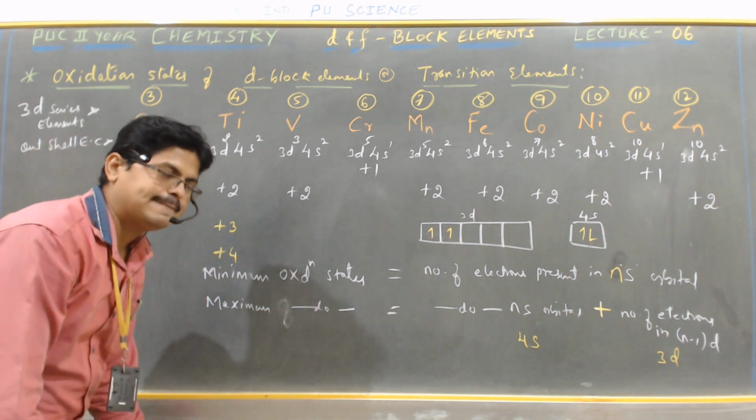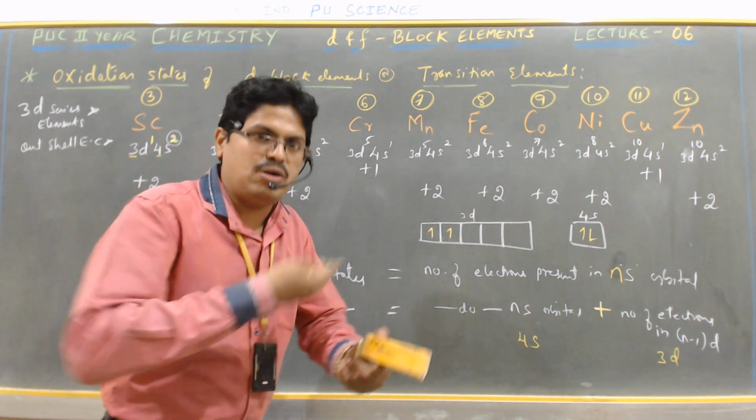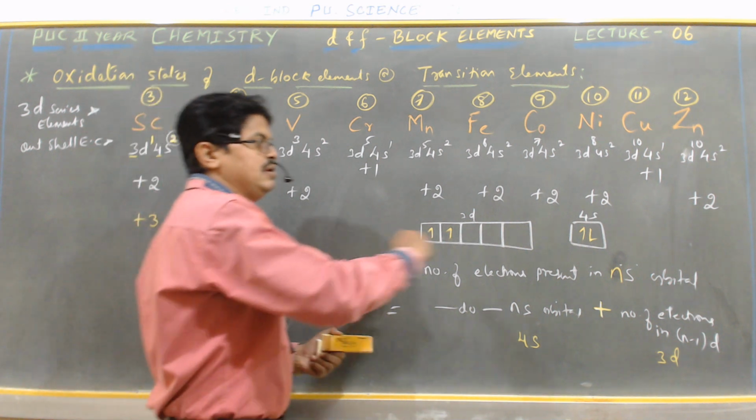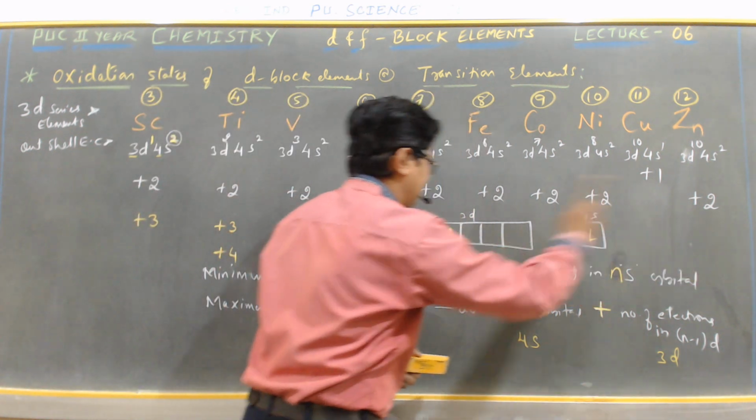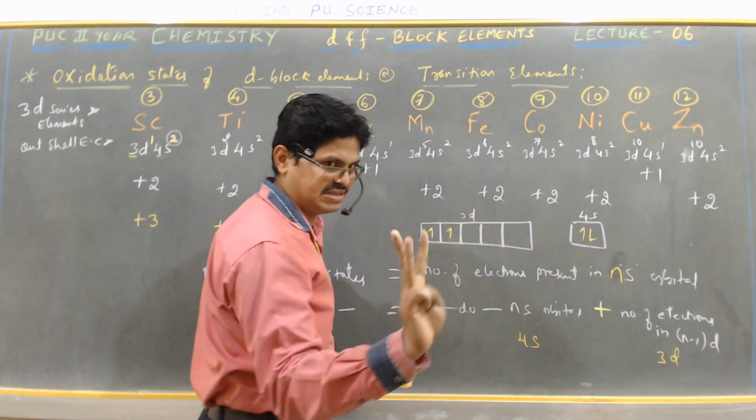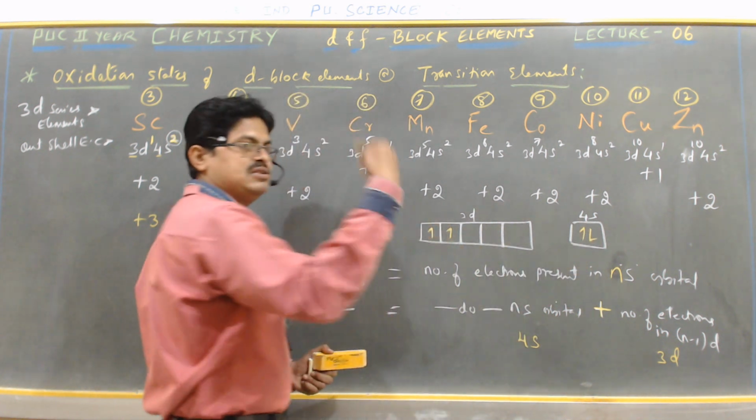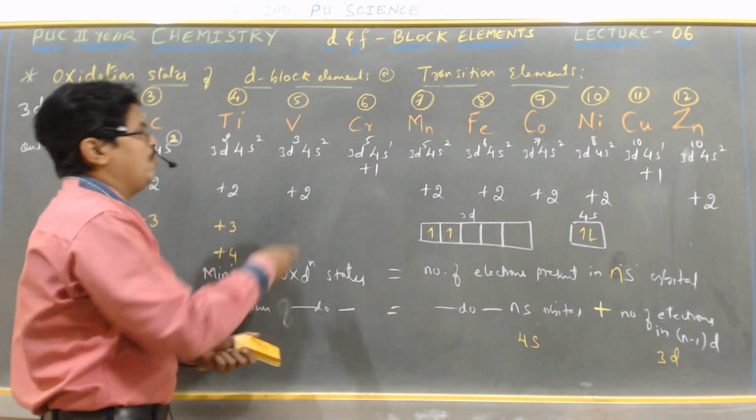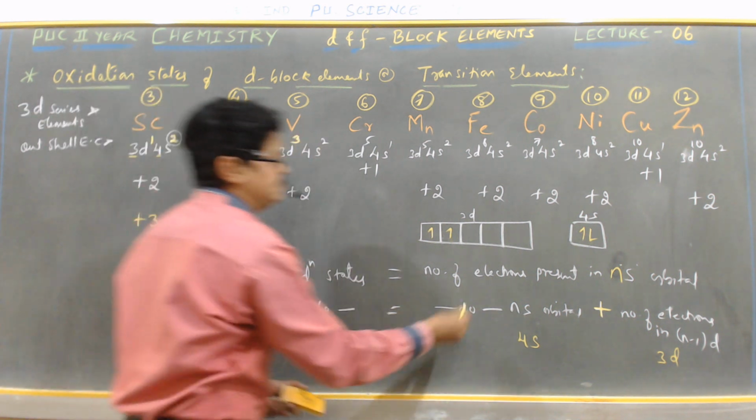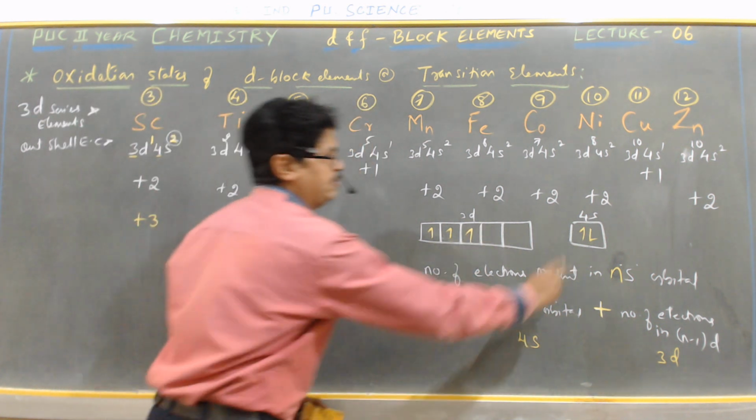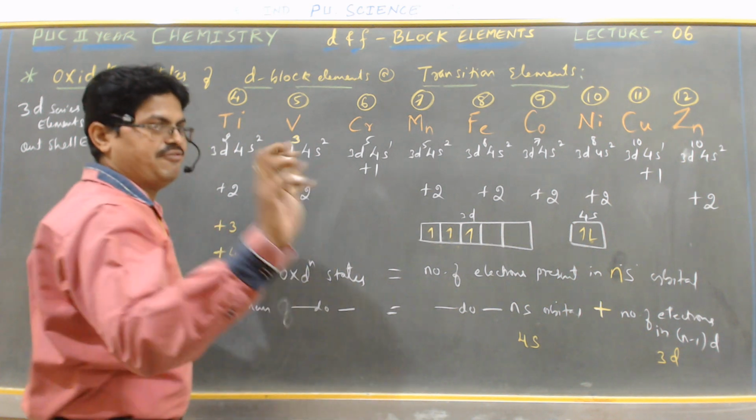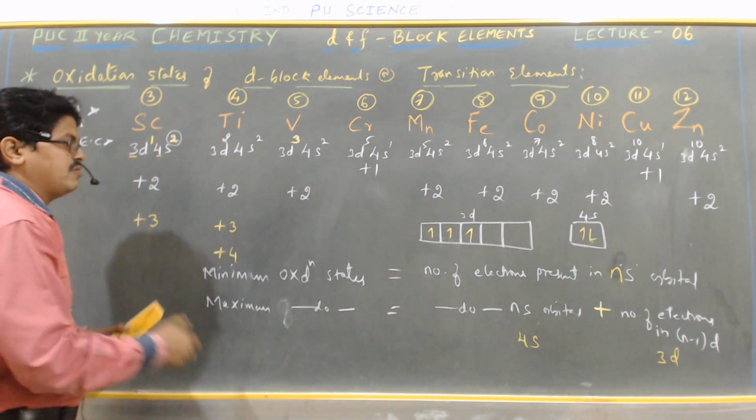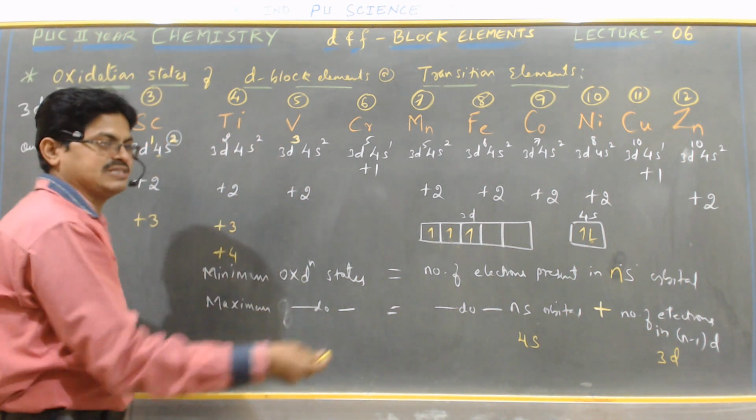Hope you are getting it. Okay. The number of electrons involved in bonding from titanium: 2 electrons from the s orbital and 1 electron from the d orbital means plus 3. 2 plus 2 means plus 4. Next, similarly, vanadium. Vanadium contains 3d3. So at that time 2 plus 3 is 5. The maximum oxidation state for vanadium is plus 5.